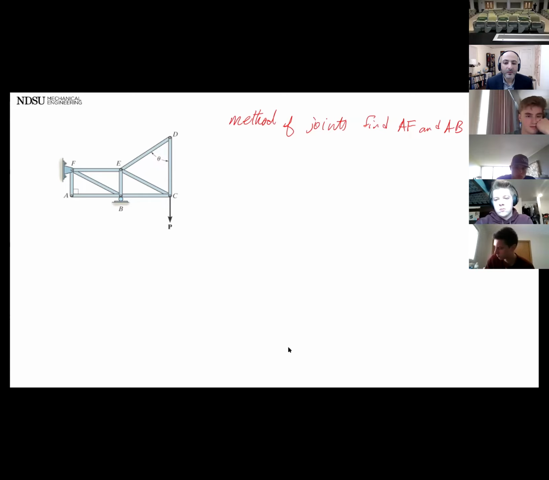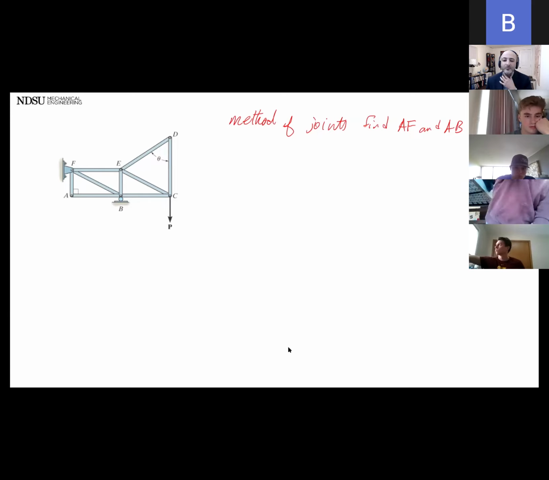Couldn't you just use joint A? Okay, joint A, because there's only one Y one and one X one. Great. And since it has to be in equilibrium, both would be 0 then. Okay, so Brett saved everyone.